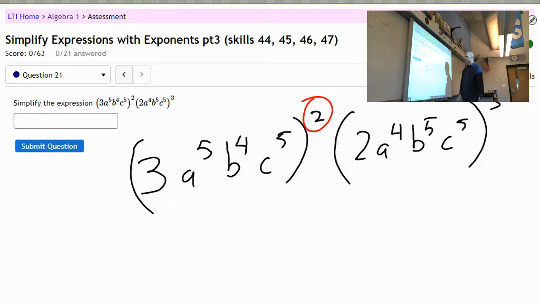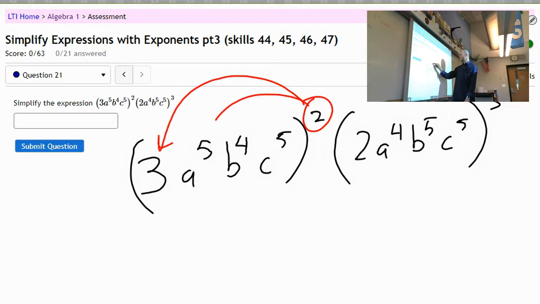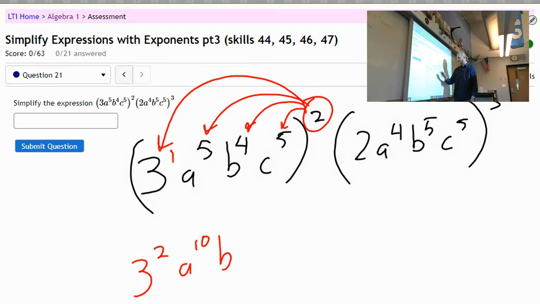I'm going to take this red power of 2, and I'm going to multiply it onto each of the existing exponents. 3 does not come with an exponent written on it, so we'll just say it had a 1. It did have a 1 all the time. We can write it in so we can see it. So I'm going to get 3 to the power of 3. No, sorry. It's a 2. 2 multiplied by 1 is 2. For the A, 5 times 2 is 10. For the B, 4 times 2 is 8. For the C, 5 times 2 is 10.